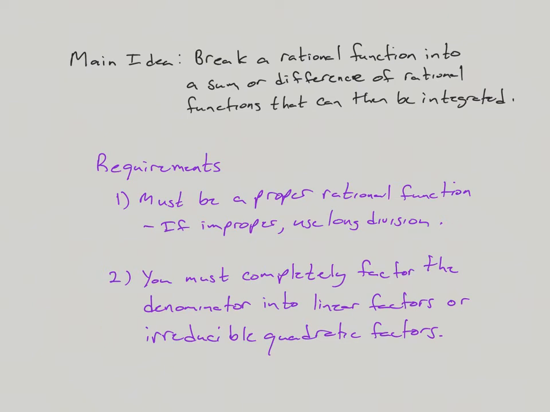Number two, in order to use partial fraction decomposition, you must be able to factor the denominator into linear factors or irreducible quadratic factors. If you are not able to factor it down to linear factors or irreducible quadratics, then partial fraction decomposition is not an option. And then we have to look at other things at that point, which might even be just numerical methods. But assuming that both of these are true, we're able to do partial fraction decomposition to rewrite that particular rational expression.